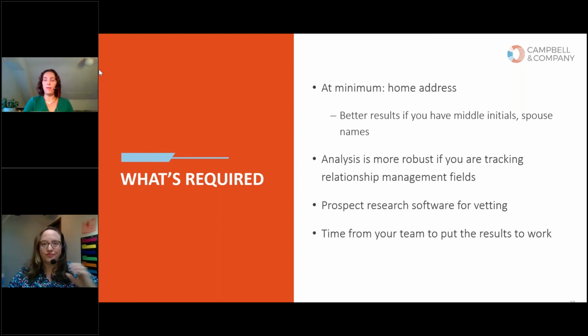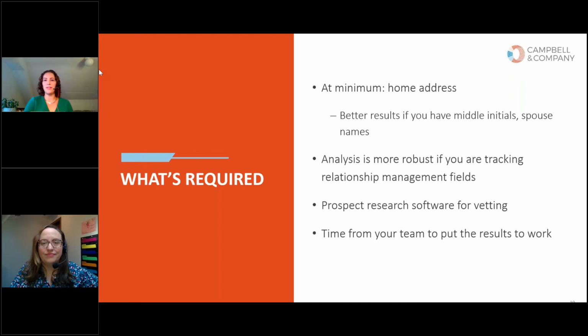Also would probably suggest that you have prospect research software to help you in vetting the results. So we will give you the capacity score through this, but you, as Molly described, will want to vet it, verify it. So if you have access to a prospect research software, then you can do that work on your own ongoing. And each of the vendors that I mentioned has a different prospect research software to which you can subscribe. And then finally, the biggest, most precious resource is your time. And it does take time to put these results to work. So don't want anybody here with us today to underestimate or think that this is the silver bullet. It's not, but it will give you a great head start.